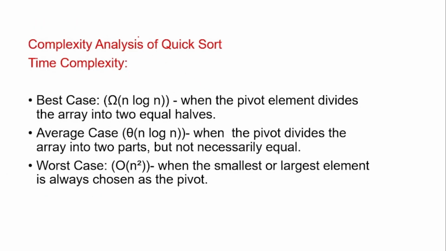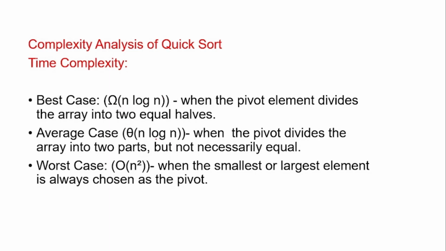And complexity analysis of Quicksort, this is extra information for you, so no problem. Of course, time complexity, you have three categories: best case, average case, worst case. In the best case, the pivot element divides the array into two halves. When you have the median as the pivot element, you will get the best case, Omega n log n.